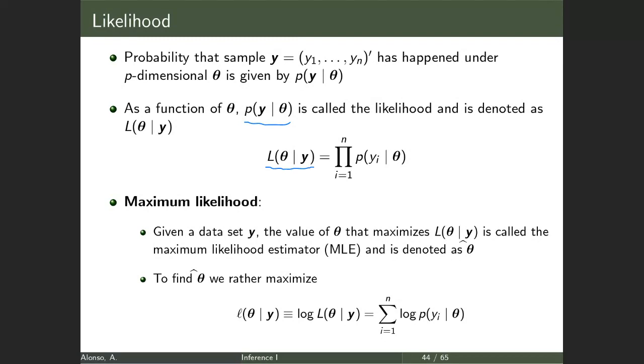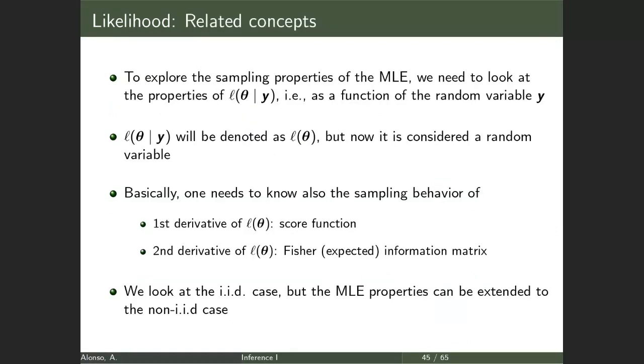Now, typically, you don't work with the likelihood. You work with something called the log likelihood. You calculate the logarithm of the likelihood. Why do you want to do that? Because the logarithm of a product becomes a sum. And it's a lot easier to work with a sum mathematically than to work with the product. And by the way, the value of theta that maximizes the likelihood also is the same value that maximizes the log likelihood. So we are going to work with the log likelihood instead of the likelihood, just for mathematical convenience.